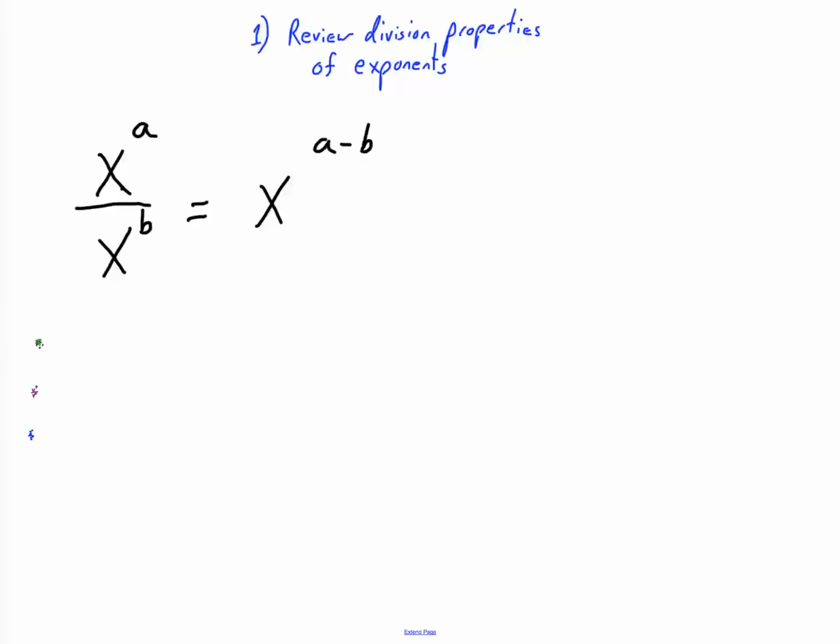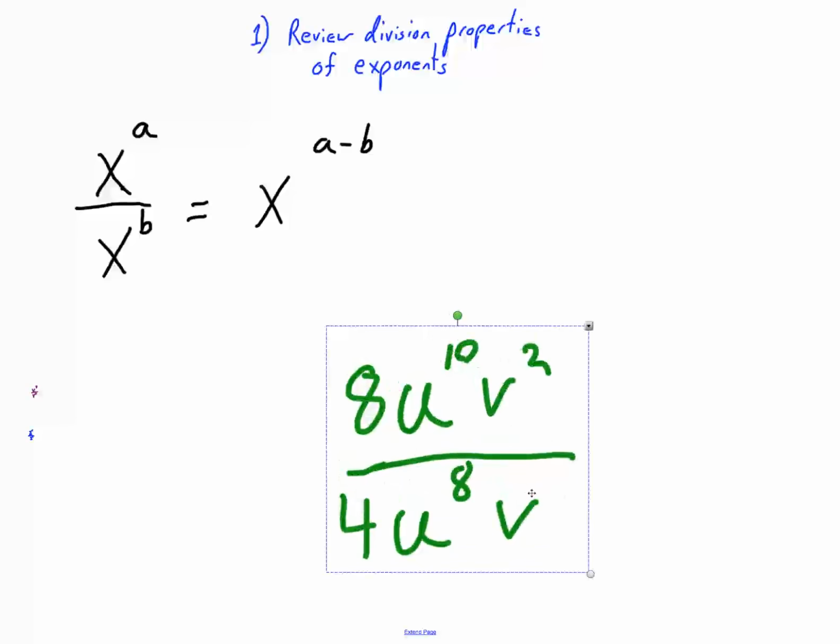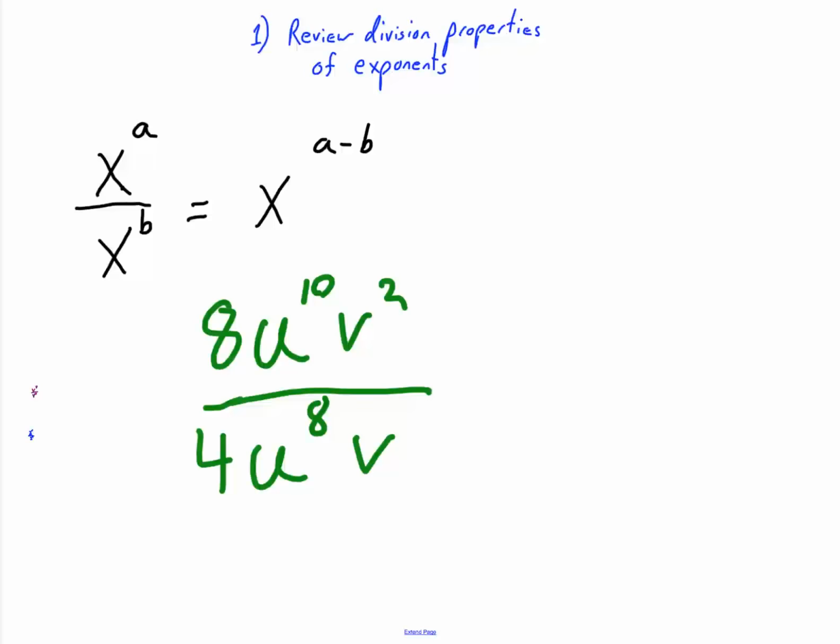And let's look at this one. This one has still a monomial up top, but we have two variables and a coefficient. It's divided by another monomial, but again, same two variables and a coefficient. So we can think of this as three separate problems. So 8 over 4 is 2. u to the 10th over u to the 8th is u squared. I got that by subtracting. And v squared over v, well, there's an imaginary 1 there, so that just gives me 1v on top. And that's my answer.